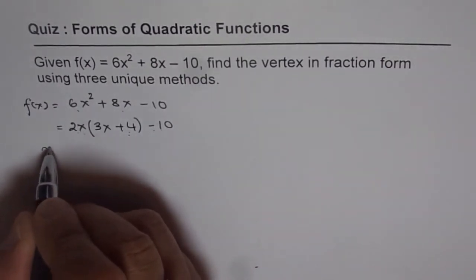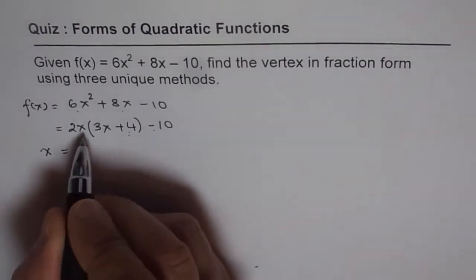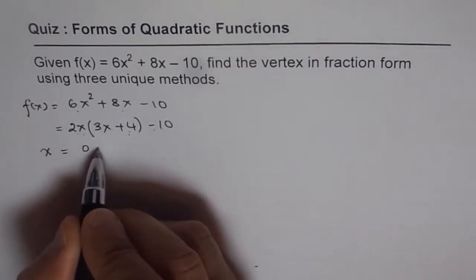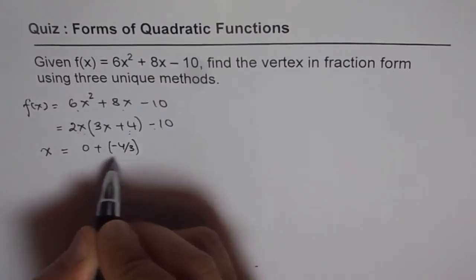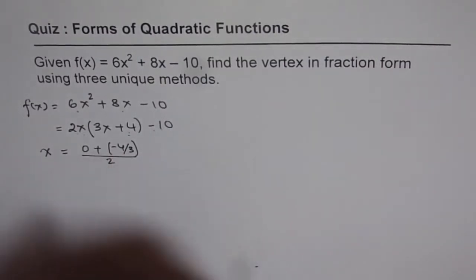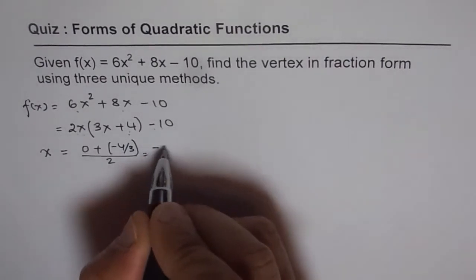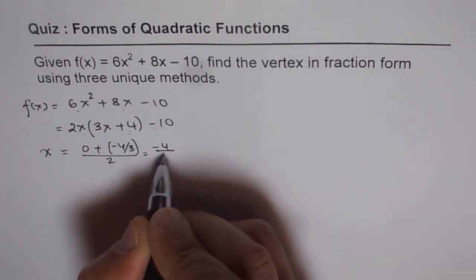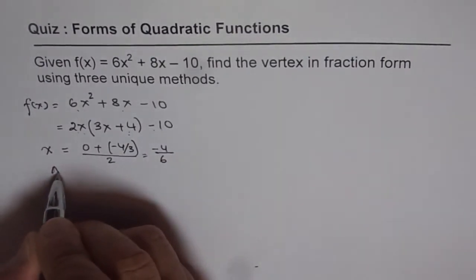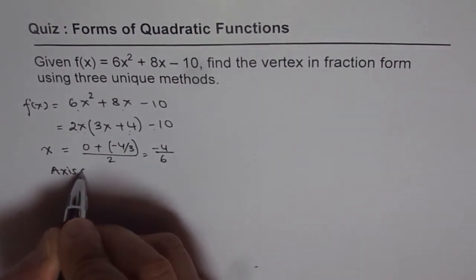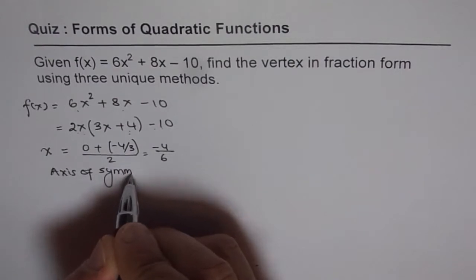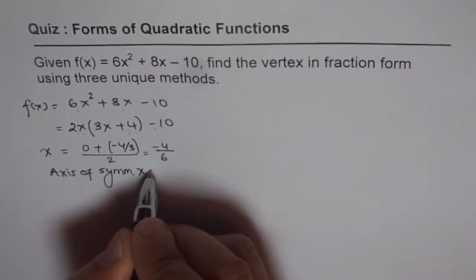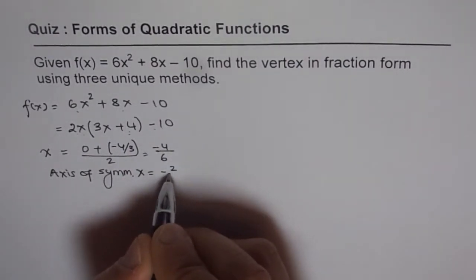So we say the axis of symmetry is at x equals 0 plus this value, which is minus 4 over 3, divided by 2, right? Midway between them. That is at minus 4 over 6, right? So we can say that is the axis of symmetry. Now the vertex is going to be on the axis of symmetry, x equals minus 2 over 3, right?